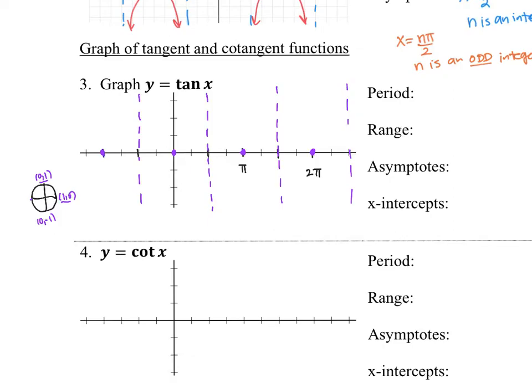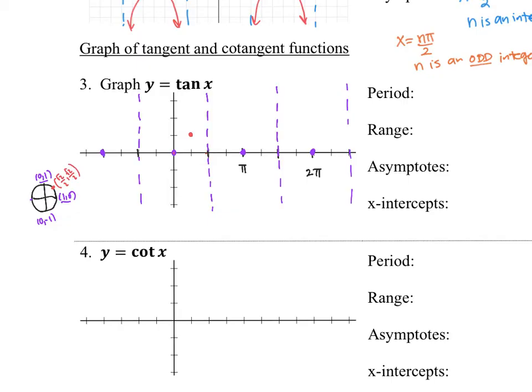Now the problem is this is not my graph. There's more to my graph. So I need a couple other nice points to get my graph going. In terms of tangent, a place that has a nice tangent is right between 0 and pi over 2, because that's root 2 over 2, root 2 over 2. The tangent between 0 and pi over 2 is root 2 over 2 over root 2 over 2, which is 1. So between here and here, it's going to be positive 1.